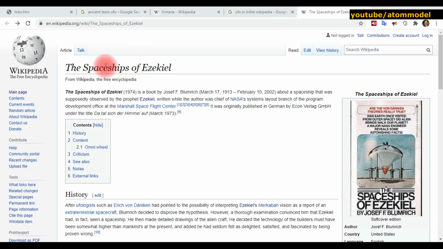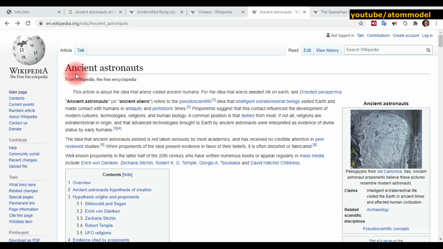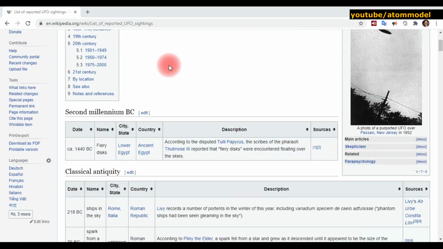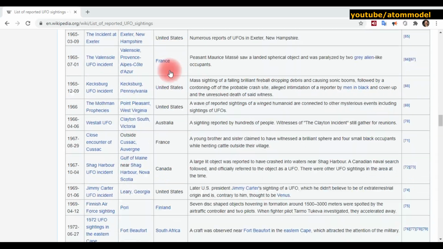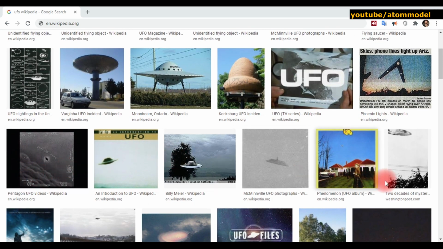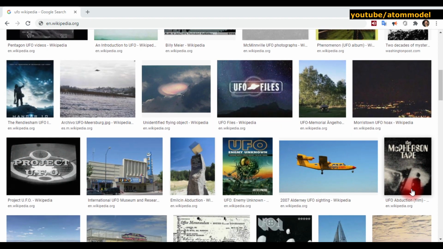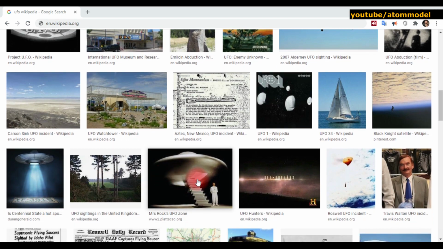UFO phenomena are not new. We could find references about them even in ancient texts and paintings. There are also a large number of documented UFO sightings starting from 218 BC. Nowadays, because of the popularity of photographic and videographic technologies, recorded incidents of these phenomena have multiplied. Today, we have numerous real and alleged image and video files available online about them from across the world.